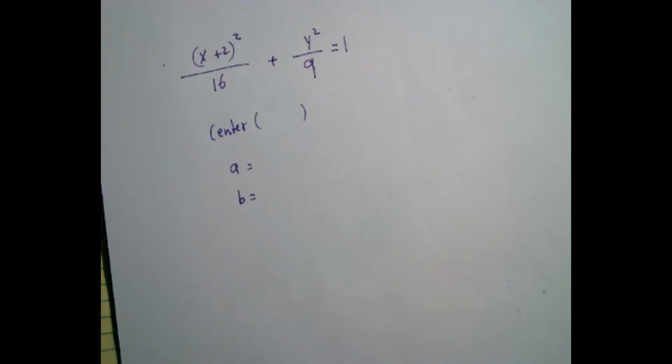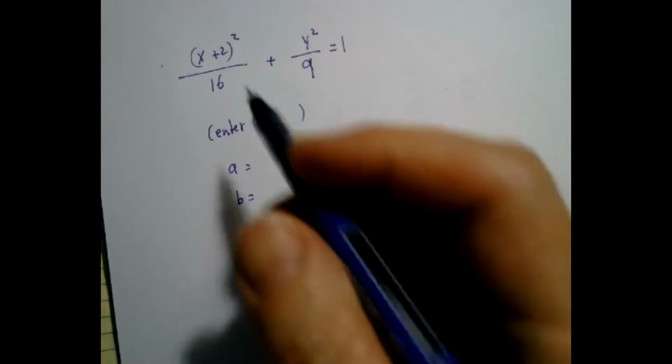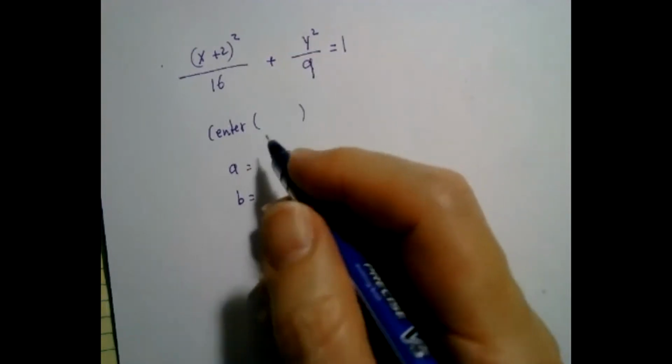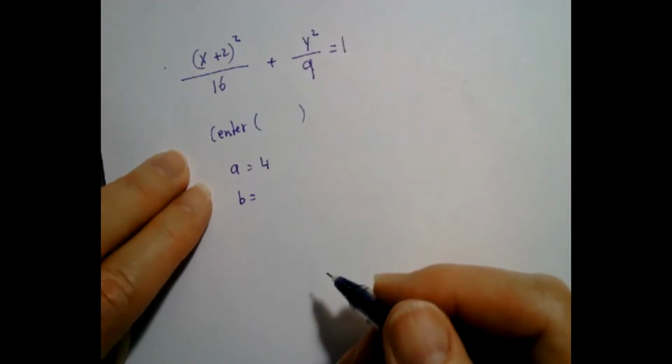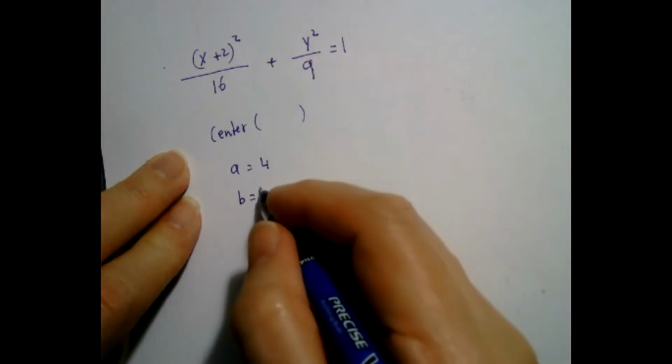Please, I want answers because I would like to do one more example with you before we let go. What's the center? What's playing the role of H and what's playing the role of K in this problem? A is 4, all right? A is 4. And what's B, Kishan, quickly? The B is 3, very good.